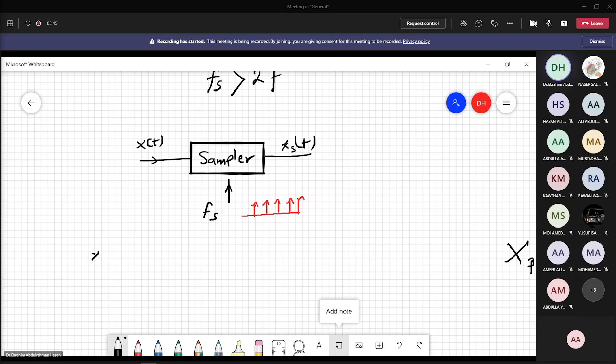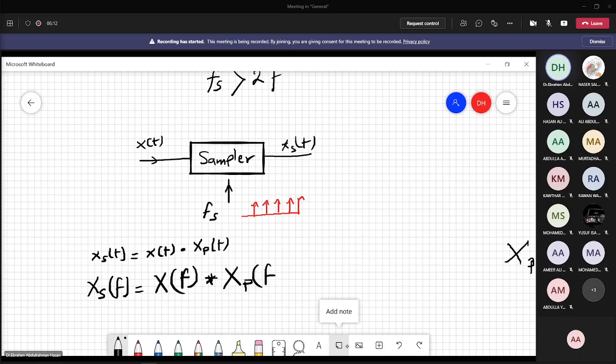So xs of t is equal to x of t multiplied by whatever we have from here, اللي كانت xp of t. Then working in frequency domain, then this is xs of f equal to x of f, and we use convolution with xp of f. And xp of f is this one. Okay.